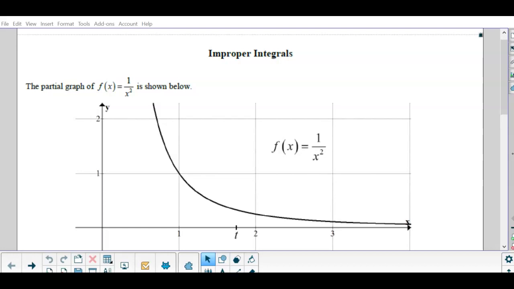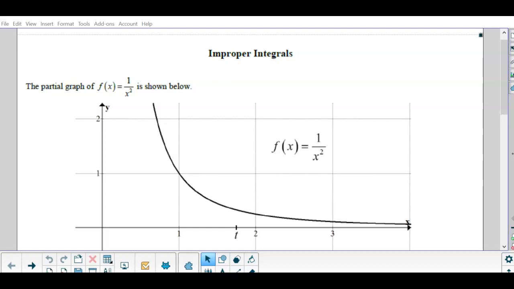Okay, we're looking at improper integrals. Basically, it's just like integration that you've already learned. We've talked about definite integrals, when you are going from a certain value of x to another value of x. With indefinite integrals, we don't know those limits and we know that there's a constant term.